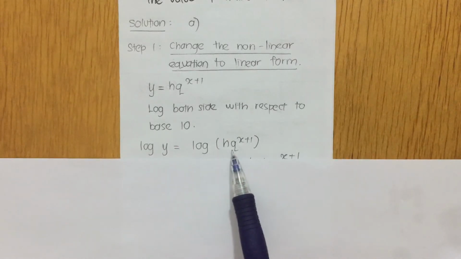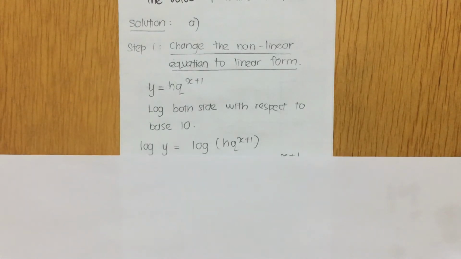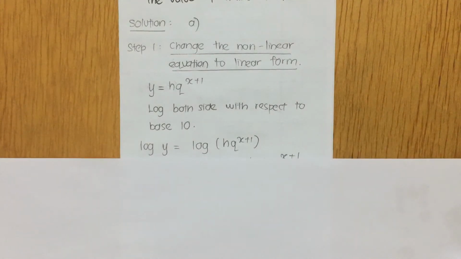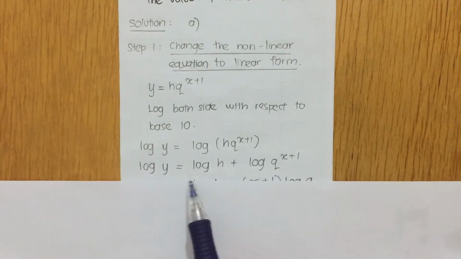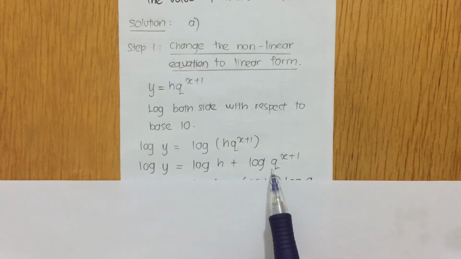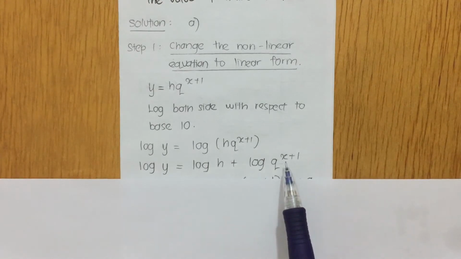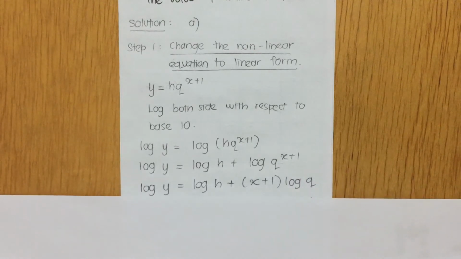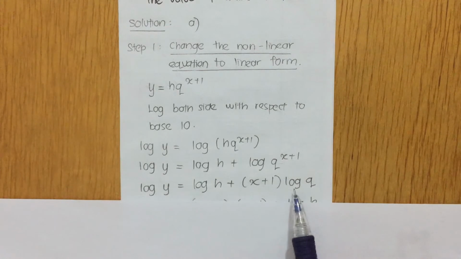So this log hq to the power of x plus 1 you can further break down into an addition of two logarithms by using the logarithm rule, guys. I hope you still remember them. Okay, so from here log y equals log h plus log q to the power of x plus 1. Okay, so from here I hope you can see the trend already. So this x plus 1 power you can bring in front. So from here you get log y equals log h plus x plus 1 times log q.